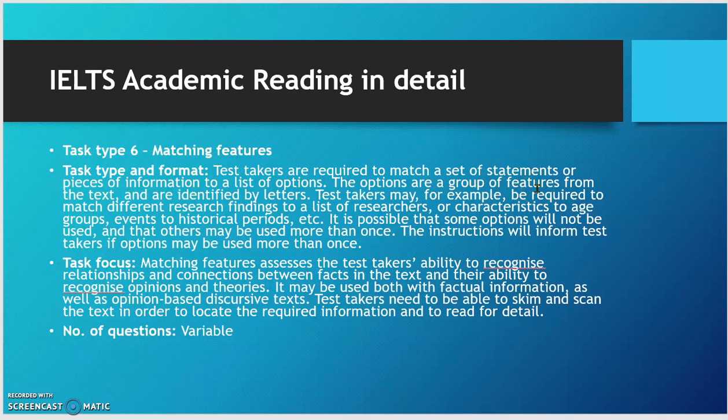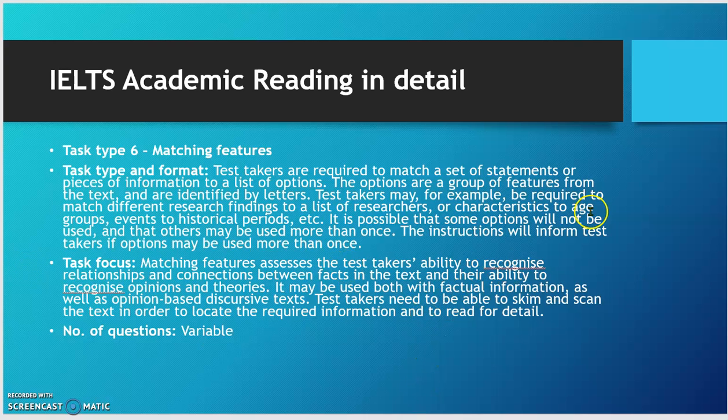Task type and format. Test takers are required to match a set of statements or pieces of information to a list of options. The options are a group of features from the text and are identified by letters. Test takers may, for example, be required to match different research findings to a list of researchers, or characteristics to age group, events to historical periods. It is possible that some options will not be used and that others may be used more than once. The instructions will inform test takers if options may be used more than once.